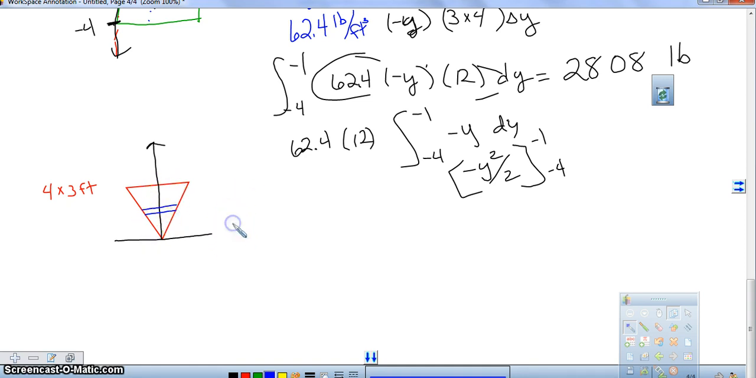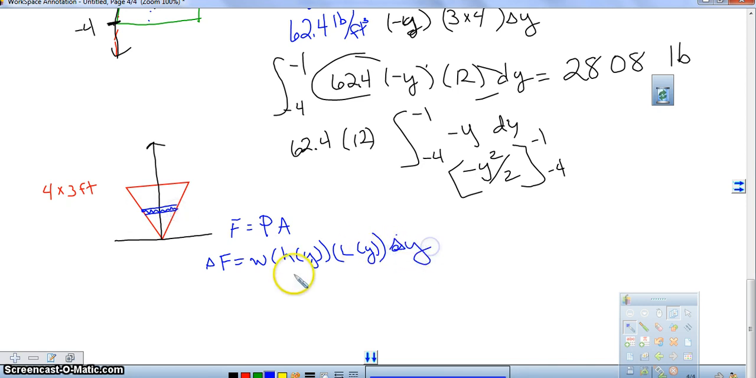So my fluid force is going to be my pressure times my area. And the change in that force, because it's going to be different, this one's a little bit harder. My pressure is going to be my weight density times my height, times my surface area. Your book uses L of y for surface area, the area of this rectangle. And then obviously times your change in y, and your change in y becomes dy in your function.